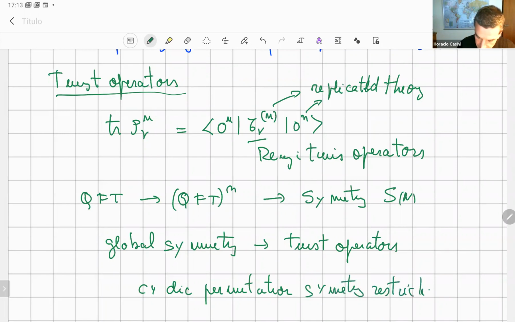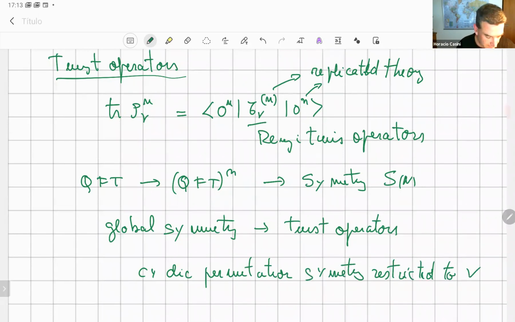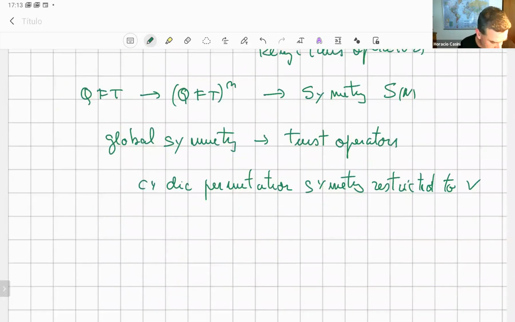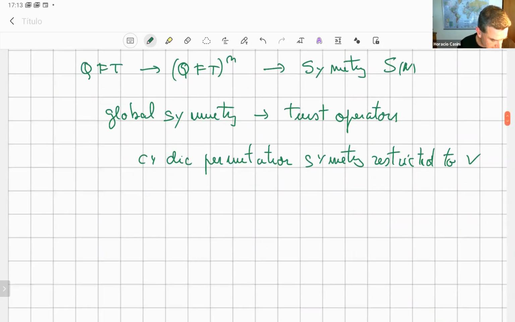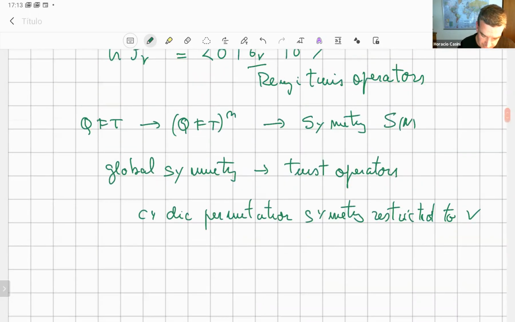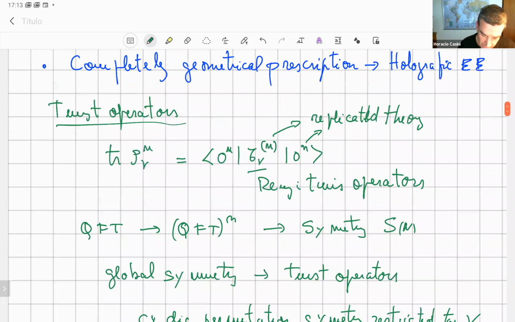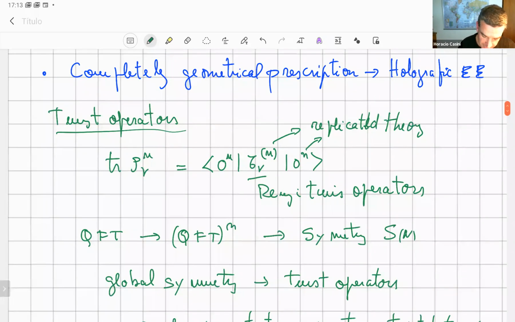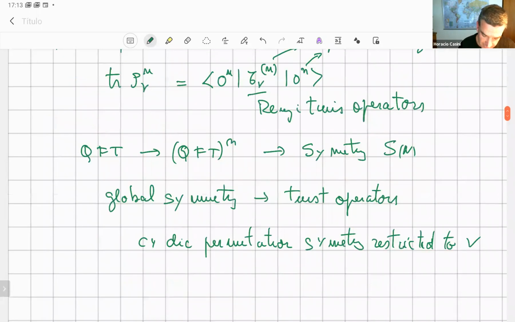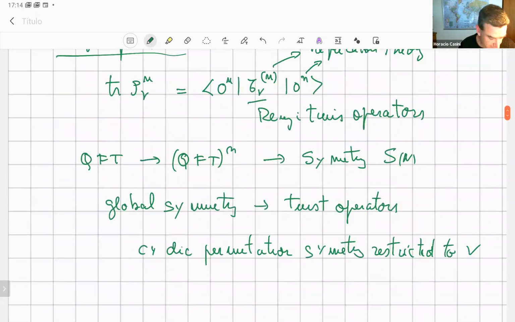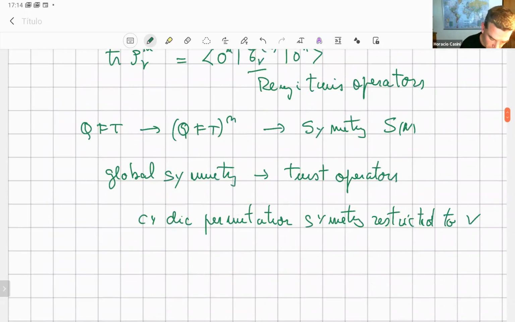restricted to some region B. But it can be done for any global symmetry. I will revisit this subject again in the last lecture. And one could think, well, this stuff of the Renyi twist operators only happens for quantum field theories, but it's not true. It can also be done for any finite system. It also holds for finite systems.